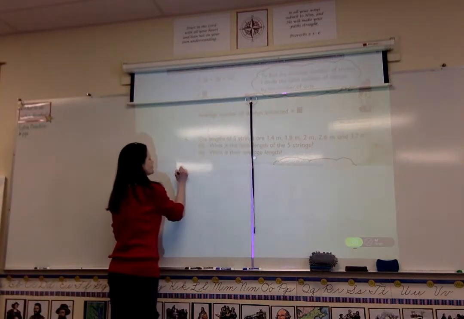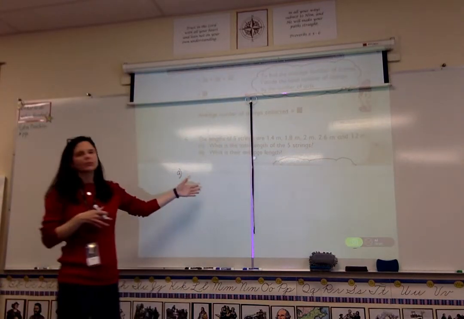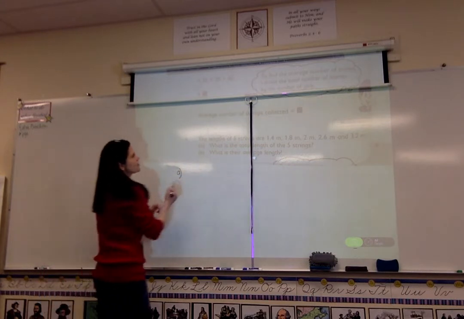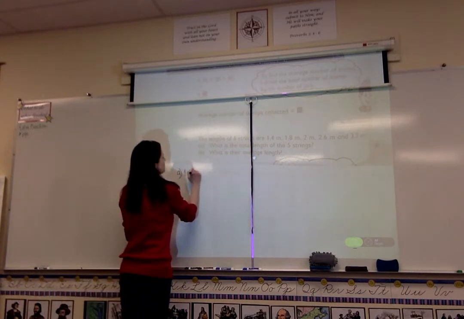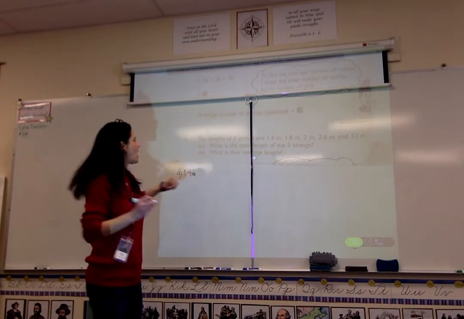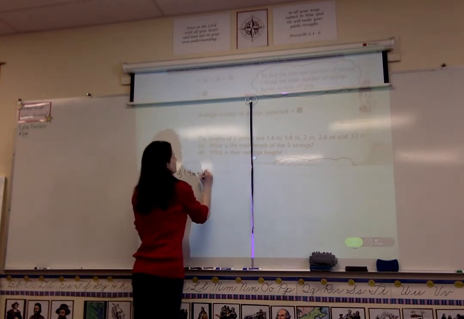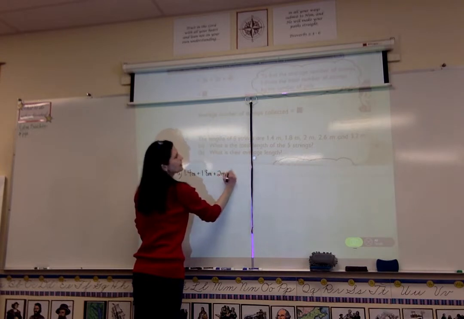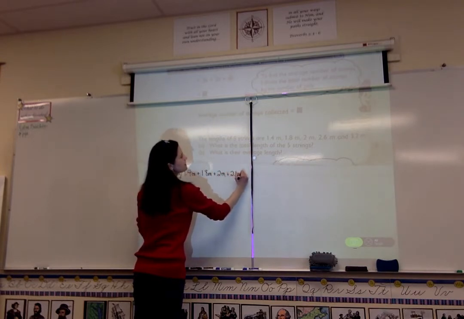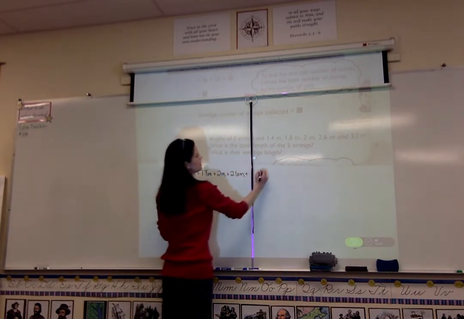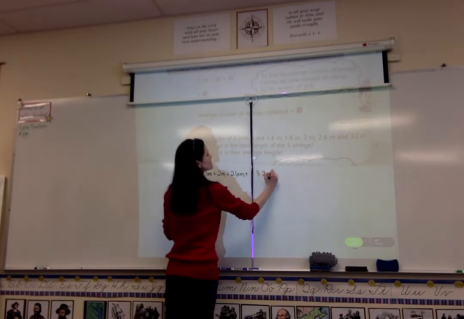Okay, so, well, first part is fairly simple. All you're going to do is add up your values there. So you have 1.4 meters. Don't forget your units. 1.8 meters plus 2 meters plus 2.6 meters plus 3.2 meters.